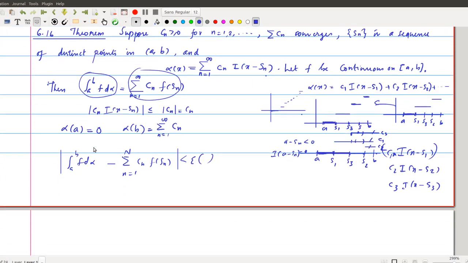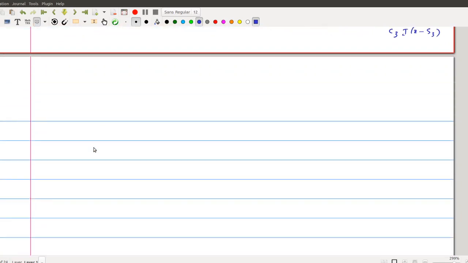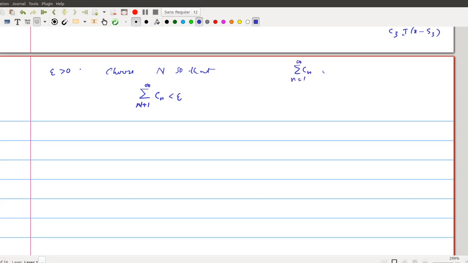So in order to prove that, we start with epsilon greater than 0. This is our epsilon greater than 0, and choose N such that summation n plus 1 to infinity Cn is less than epsilon. Okay, this is possible because we are given that Cn is convergent. Sigma n equal to 1 to infinity Cn is convergent.